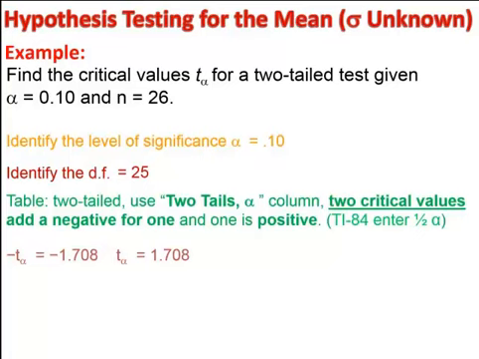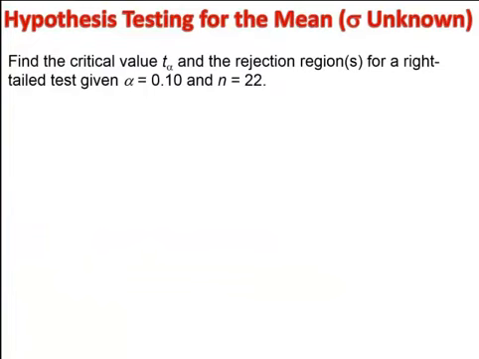So in this case, our critical value, the negative one, would be 1.708, and the positive is 1.708. So your rejection region would either be your test statistic is less than a negative 1.708 or greater than the positive 1.708. Pause and try.